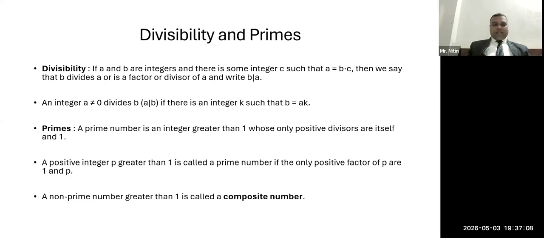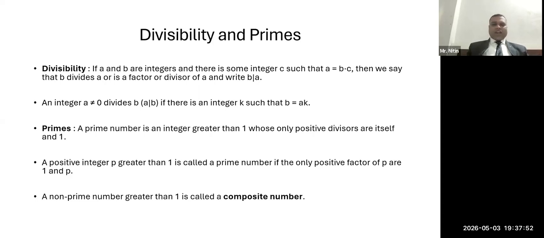An integer A not equal to 0, meaning the value of the integer is other than 0, divides B, where B is again an integer. We already know the representation of divisibility: A | B if there is an integer K such that B equals AK. So the first time we defined it one way, and in the second statement we define the same terms again, just using K instead of C.